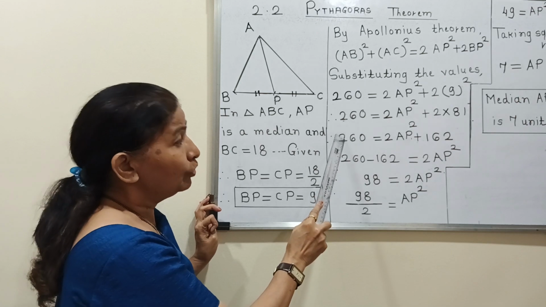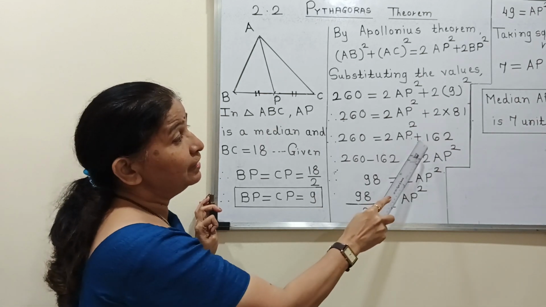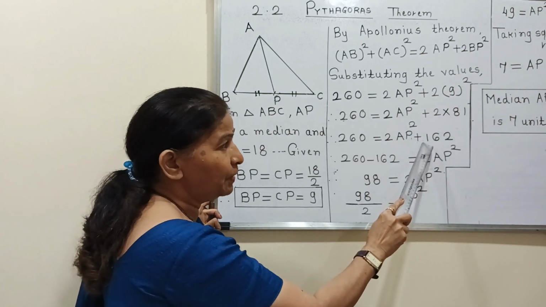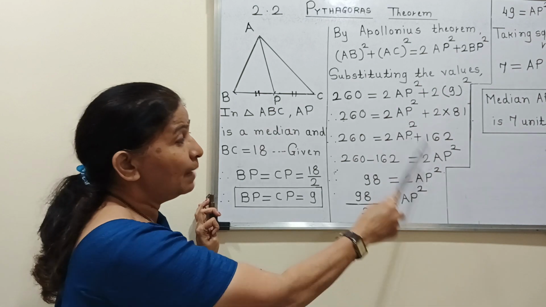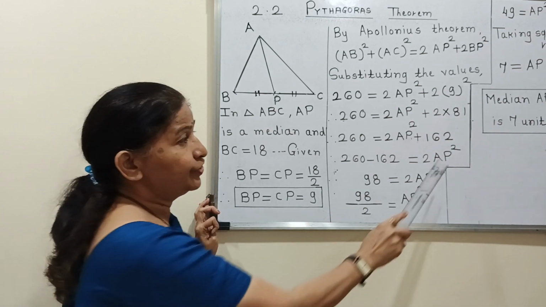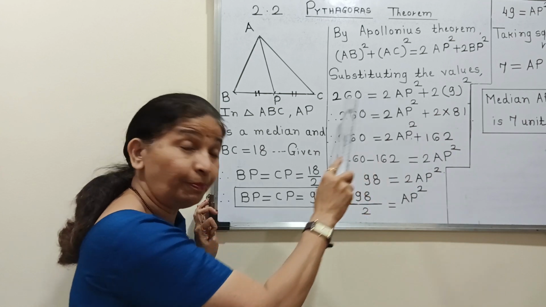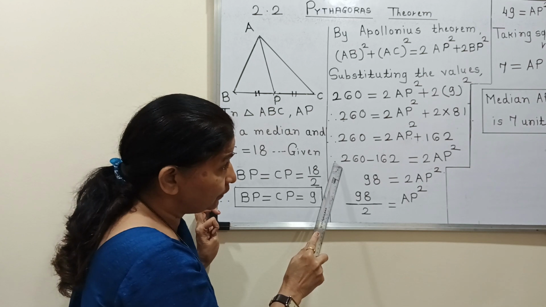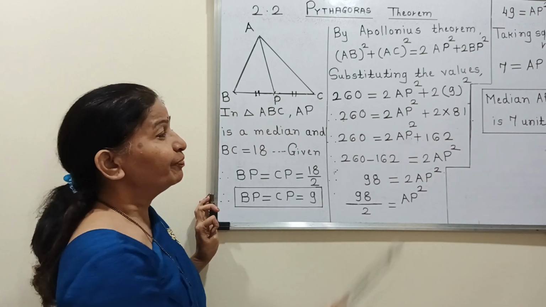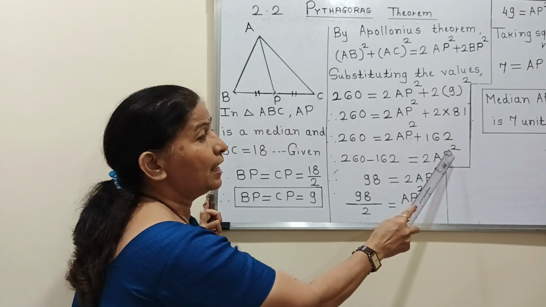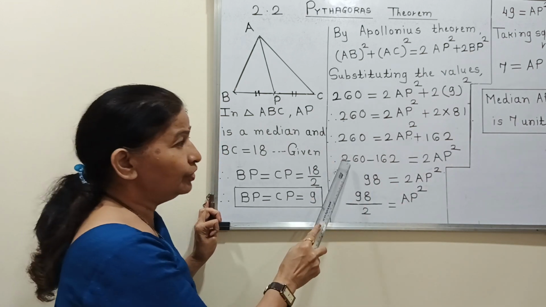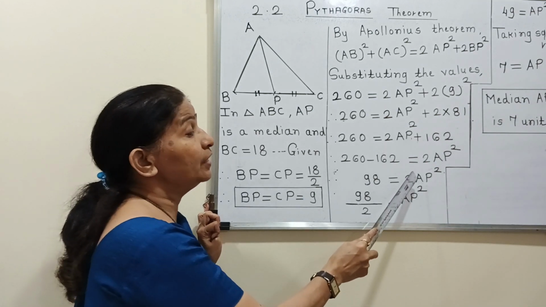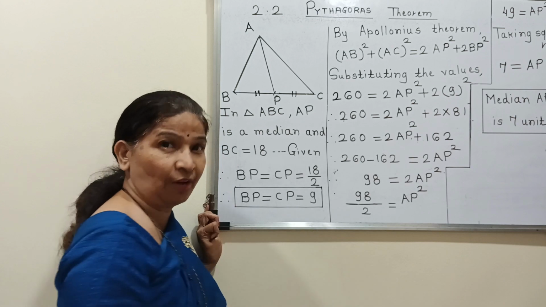Okay. So 260, and I will shift this plus 162 to the left hand side, LHS, which is in RHS. I will shift it in LHS. So plus will become minus. So 260 minus 162 is equal to twice AP square. Now 260 minus 162 will come as 98 is equal to twice AP square.